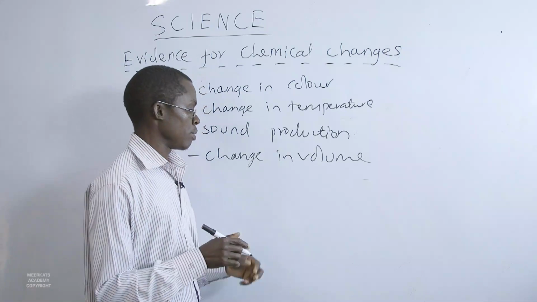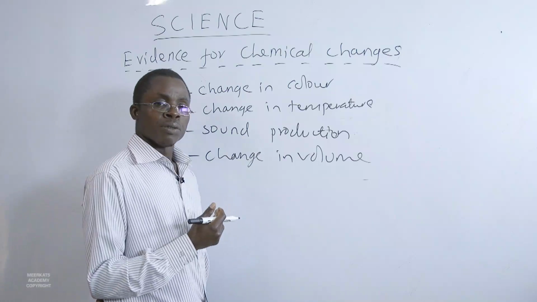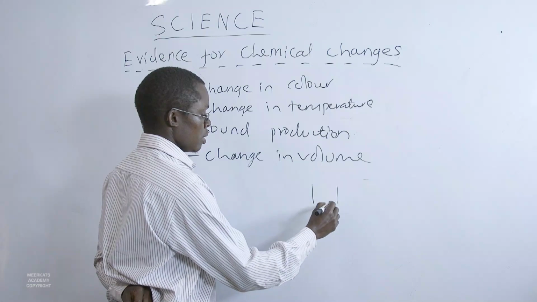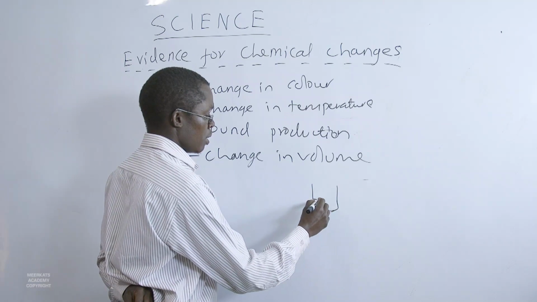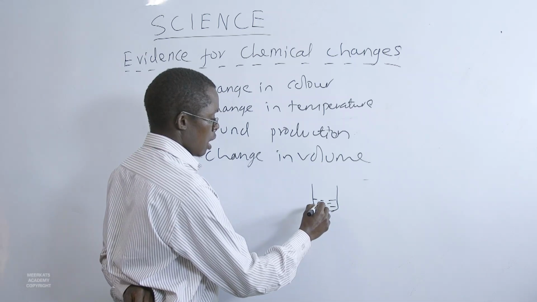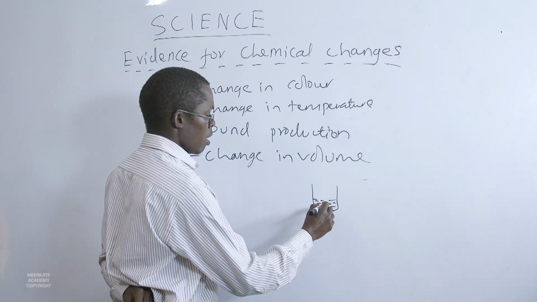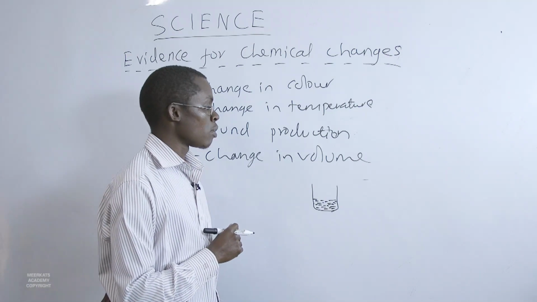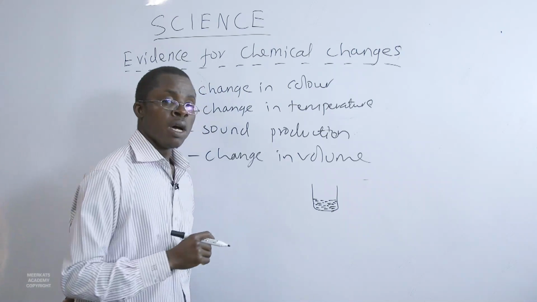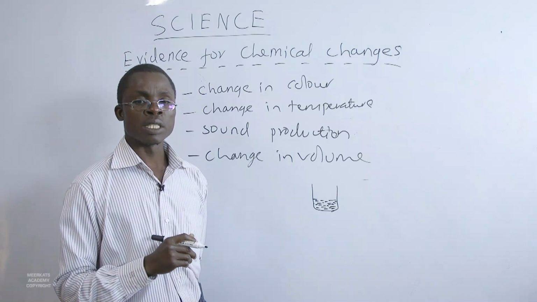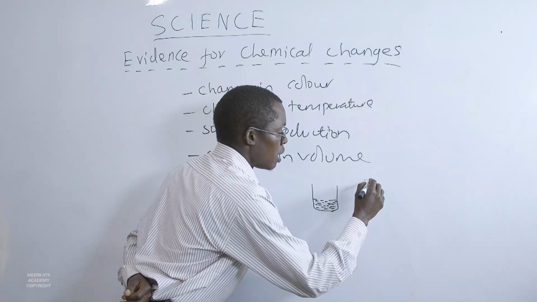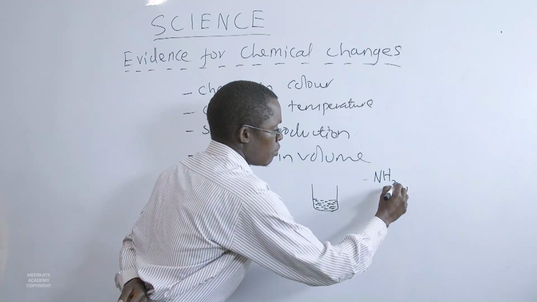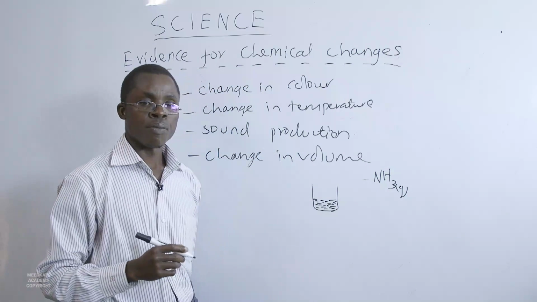Let's have an example here. You are in a lab. You have water in a beaker. And you have been told we have several colorless gases in the lab. And one of the colorless gases is ammonia. Ammonia gas. We have ammonia gas as one of the gases in that lab.